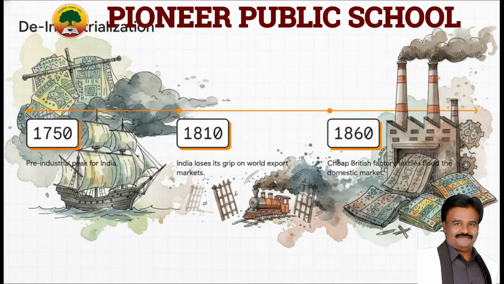Then came that external shock. Back in 1750, India was at its absolute peak. But by 1810, driven by those internal wage hikes we just talked about, India lost its grip on the world export market. A critical turning point, right?